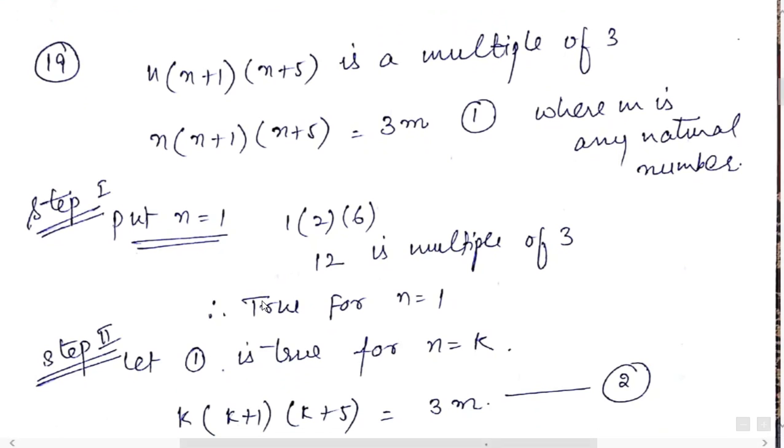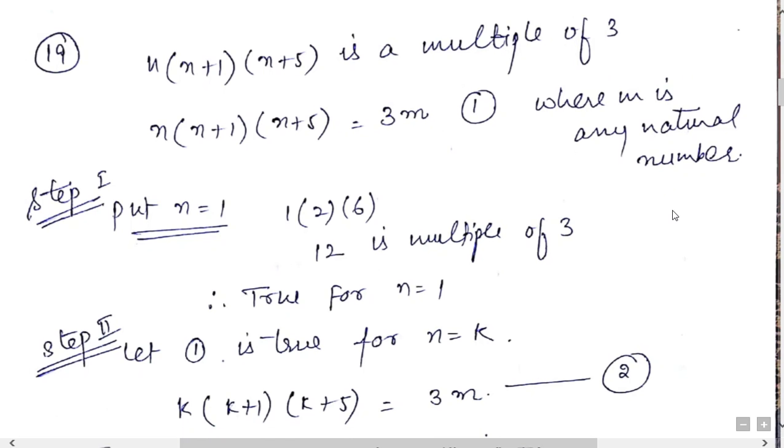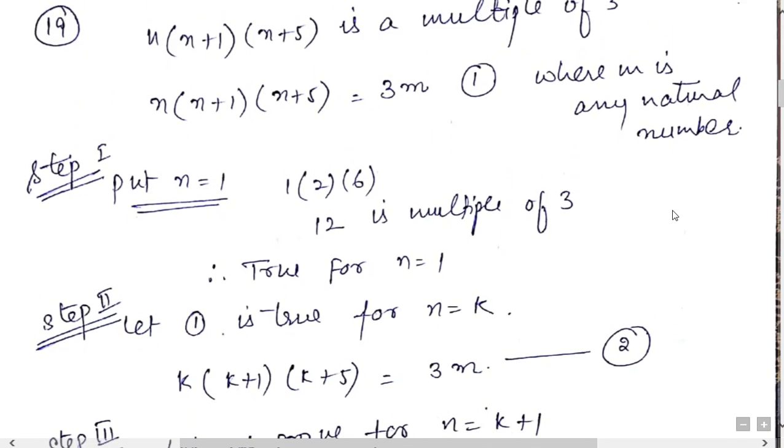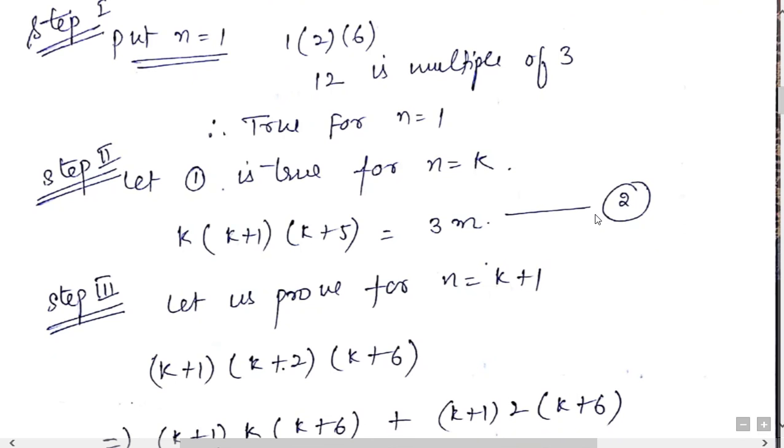Question number 19 is again of a different pattern. n into (n plus 1) into (n plus 5) is a multiple of 3. You have to prove this. Let us take n into (n plus 1) into (n plus 5) is equal to 3m because it's a multiple of 3. It means the answer may be 3, 6 or a value from the table of 3, where m is any natural number. Step number 1, put n is equal to 1, it's 1 into 2 into 6, it's 12, it's a multiple of 3. It means true for n is equal to 1.